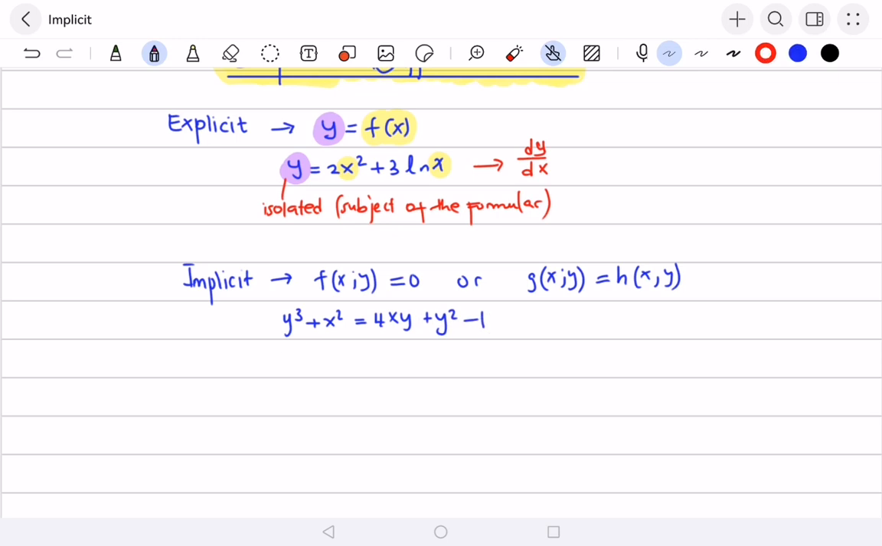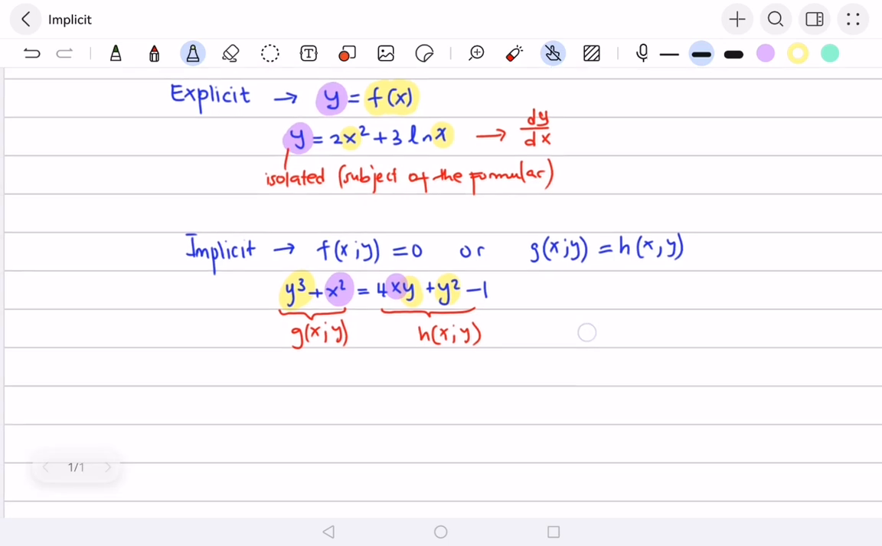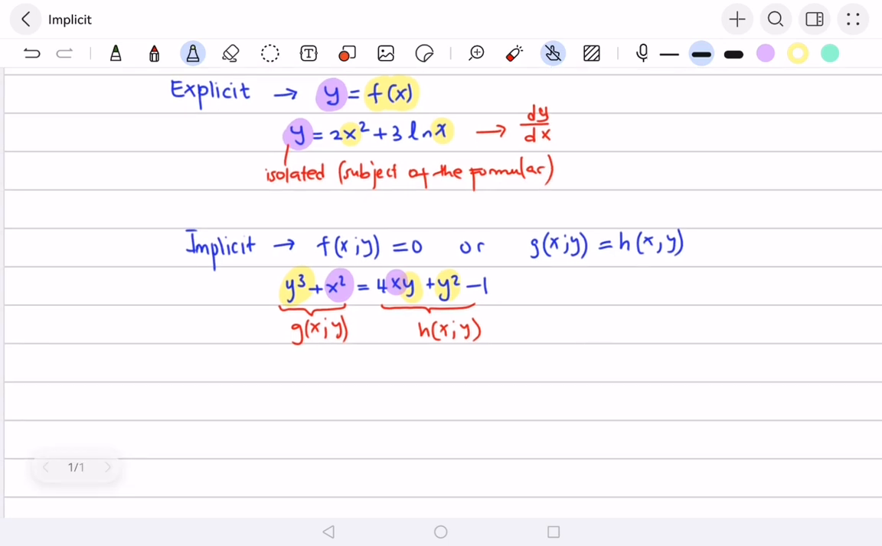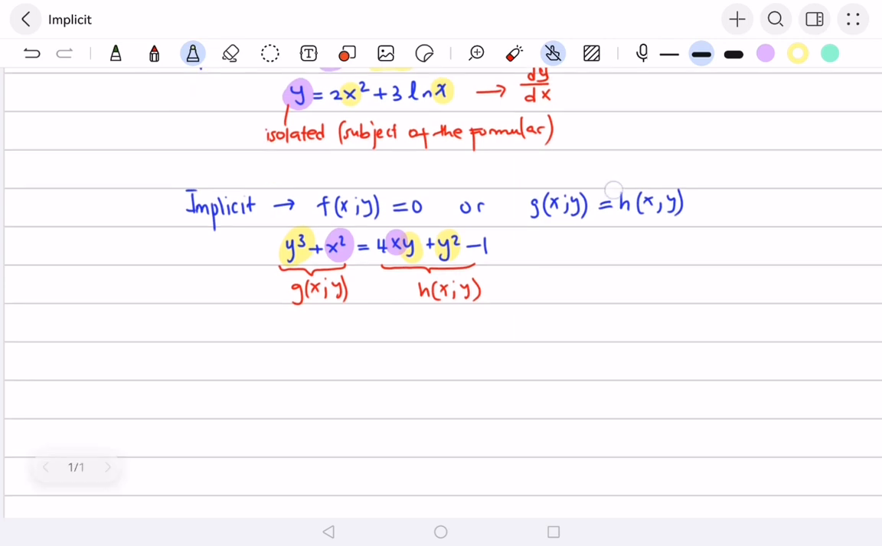If you look at the left hand side, you have a function of x and y, and on the right hand side you also have a function of x and y. You have y, x, y, x, all of them mixed together. This is an implicit function. Sometimes you can make y the subject of the formula, and other times you just cannot. So what do you do in that case?